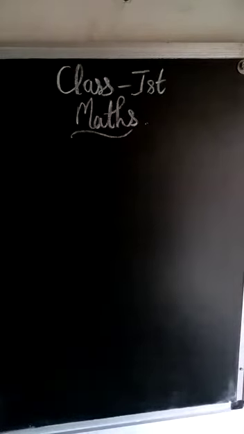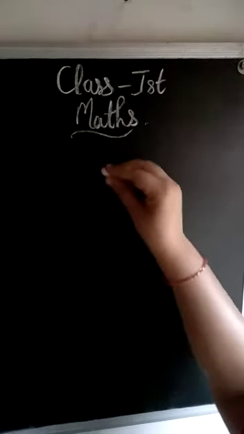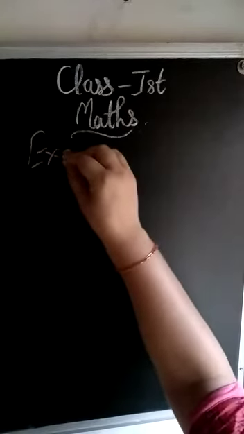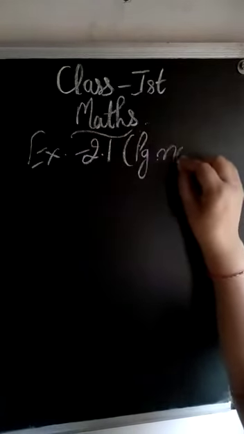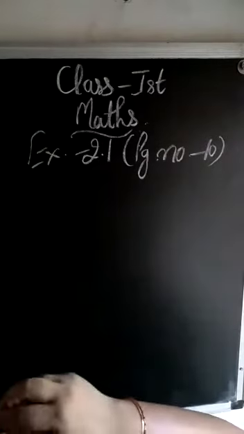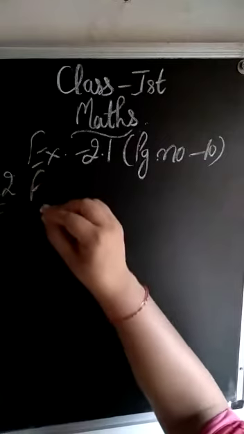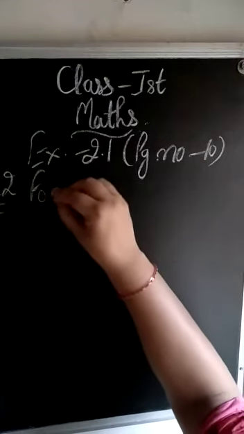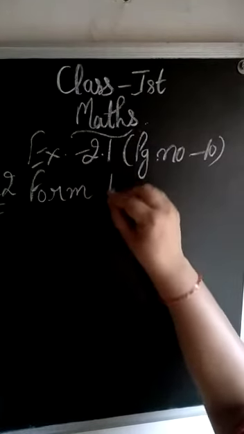Morning students. Today I will continue with my previous topic, that was two-digit numbers, and for that at first we will start with question number 2 at page number 10 for exercise 2.1. So please open your book at page number 10, exercise 2.1, and question number 2. Here we will learn the concept of formation of two-digit numbers.